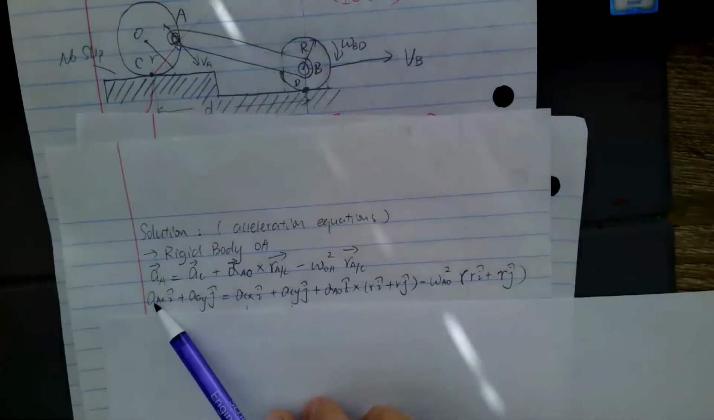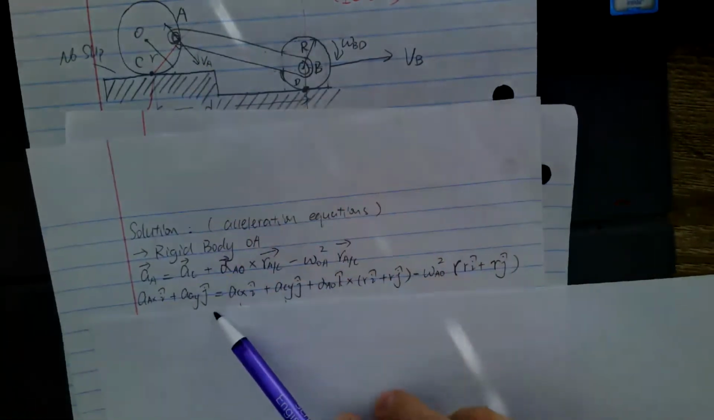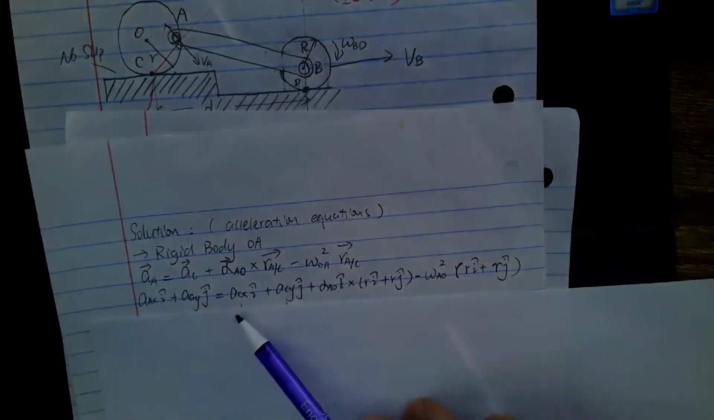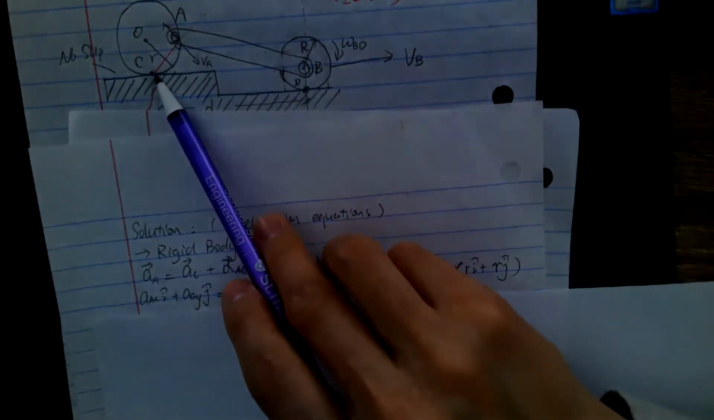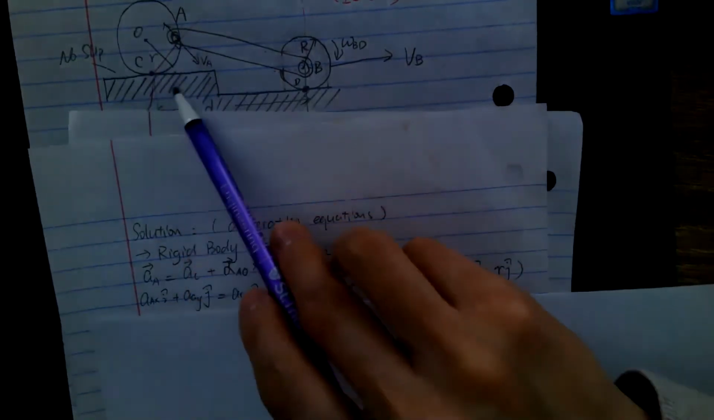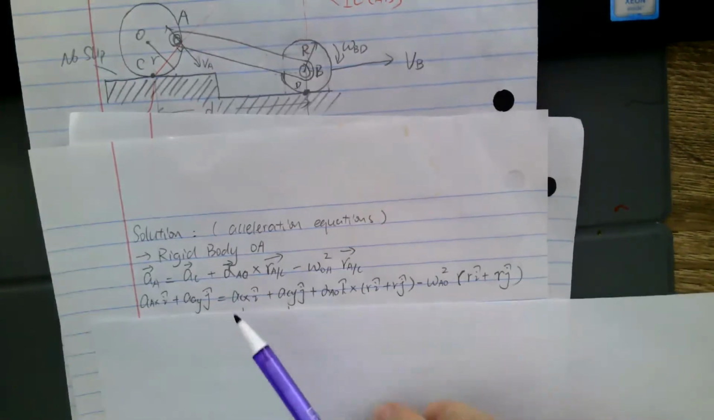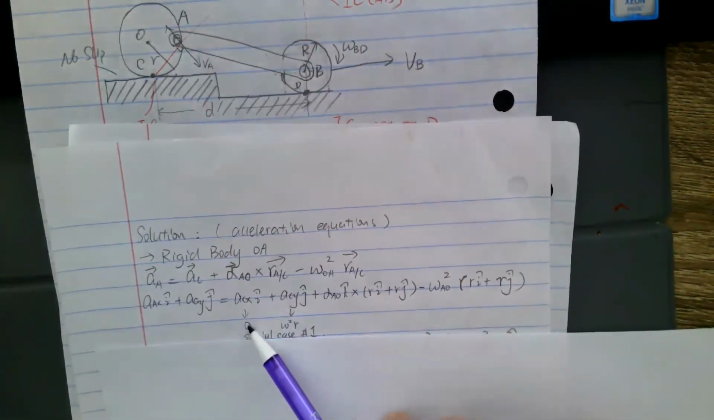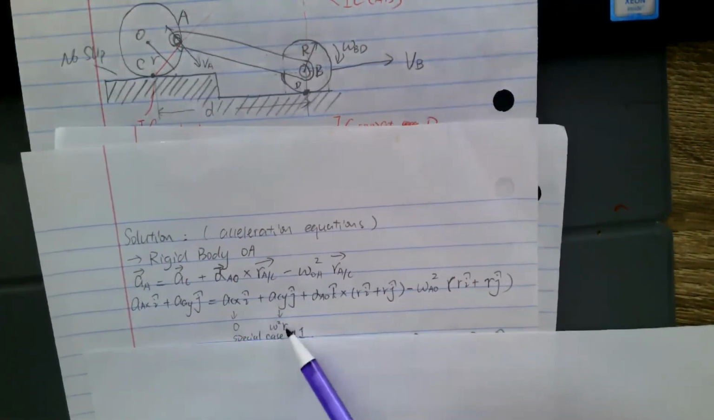Point A potentially could have both X and Y direction, so you have A_Ax and A_Ay. C is a special point, right? That's an instant center. This is special case number 1. So the acceleration at point C only has a Y component. Its X component equals 0. That's what we learned from special case number 1.